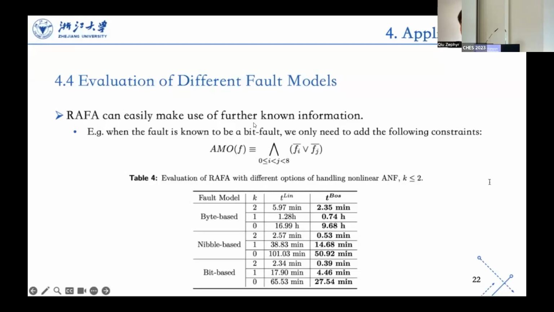The third conclusion is that RFA maintains the flexibility of AFA. That is, when we know something about the key, when the key is nonzero, or when we know something about the injected faults, we only need to feed a couple of short clauses into the solver. Then the efficiency of the solver will be accordingly increased. For instance, when we know that the fault is a bit fault, the runtime reduces from about 10 hours to about half an hour.